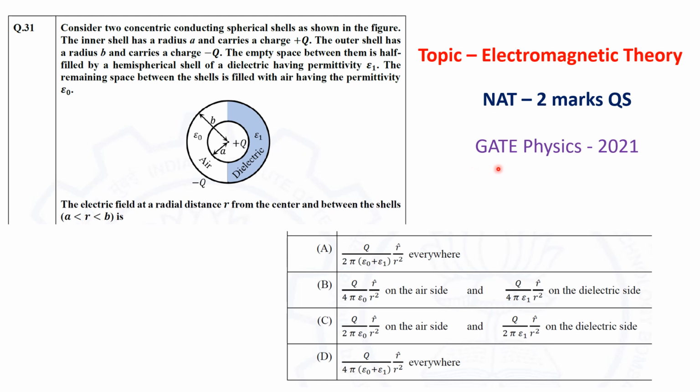This question is from the GATE Physics paper 2021. This is a numerical answer type 2 marks question and the topic of the question is electromagnetic theory.